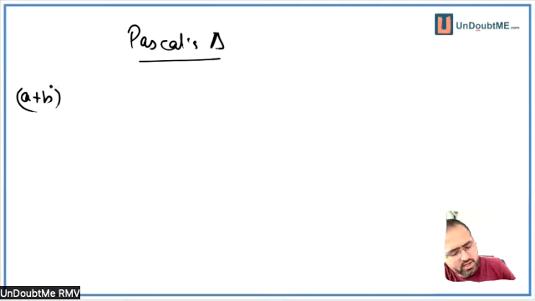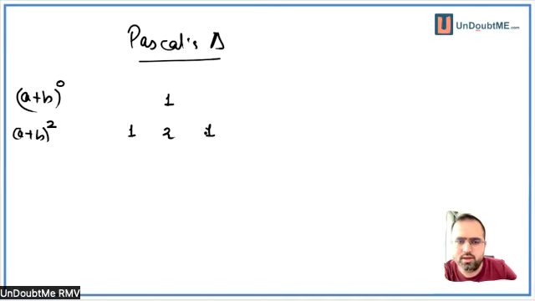You should know that Pascal's triangle starts with (a plus b) to the power 0. So (a plus b) to the power 0 is literally 1. That's why the first term of Pascal's triangle is 1. Then the next one is (a plus b) to the power 2. So it is 1, 2, 1. Then (a plus b) to the power 3. It will be 1, 3, 3, 1. Initial and end numbers are always 1.